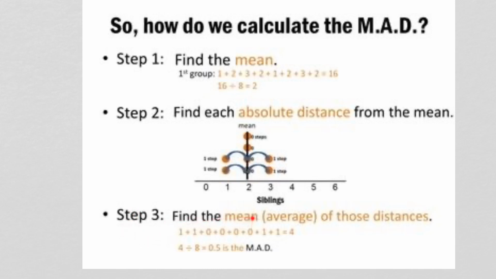Step 3, find the mean average of those distances. So we're going to add up the amount of spaces over it is from the mean. So here we have 1 plus 1 plus 0, 0, 0, 0. Why? Because this was exactly on the mean. Plus 1 plus 1. And it gave us 4 altogether. And now we're going to divide by the total amount of numbers on the dotted line. And we have 8 altogether divided by 8. This would give us a MAD of 0.5, which means that the numbers are pretty close together.